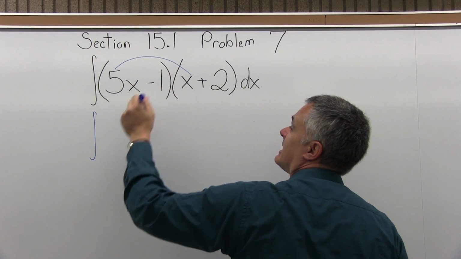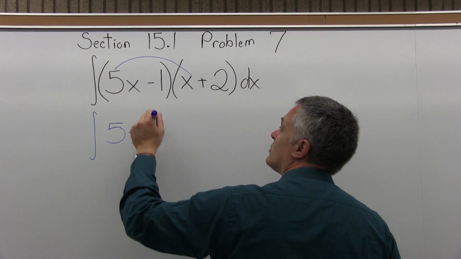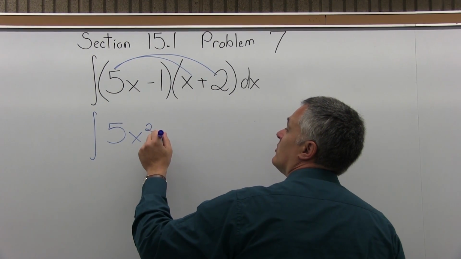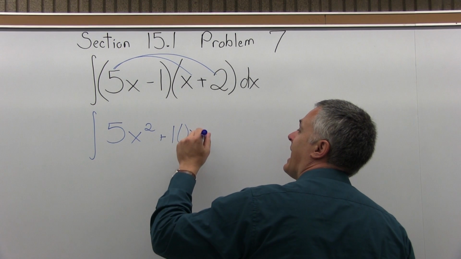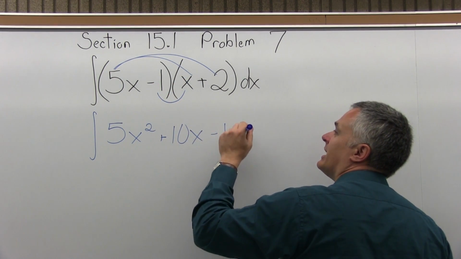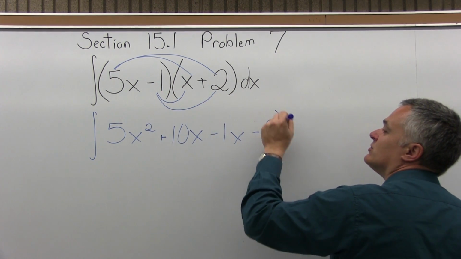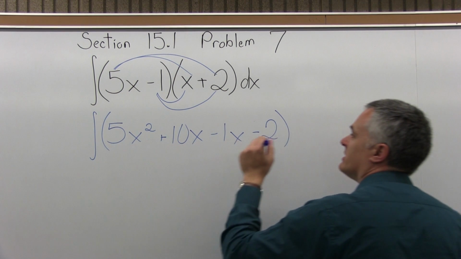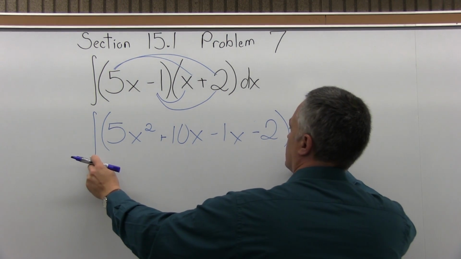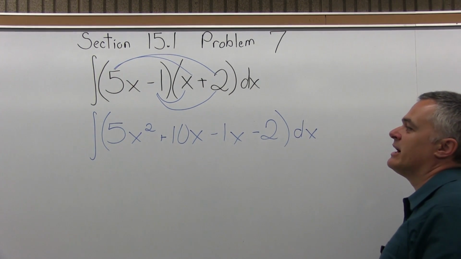So 5x times x is 5x squared. And then 5x times 2 will be 10x. And then negative 1 times x is minus 1x. And then negative 1 times positive 2 is minus 2. And all that is in parentheses. You have the dx on the end. Whenever you have an integral, there's a dx that comes with it. It's like a q and a u. You don't have the q without having the u after it.